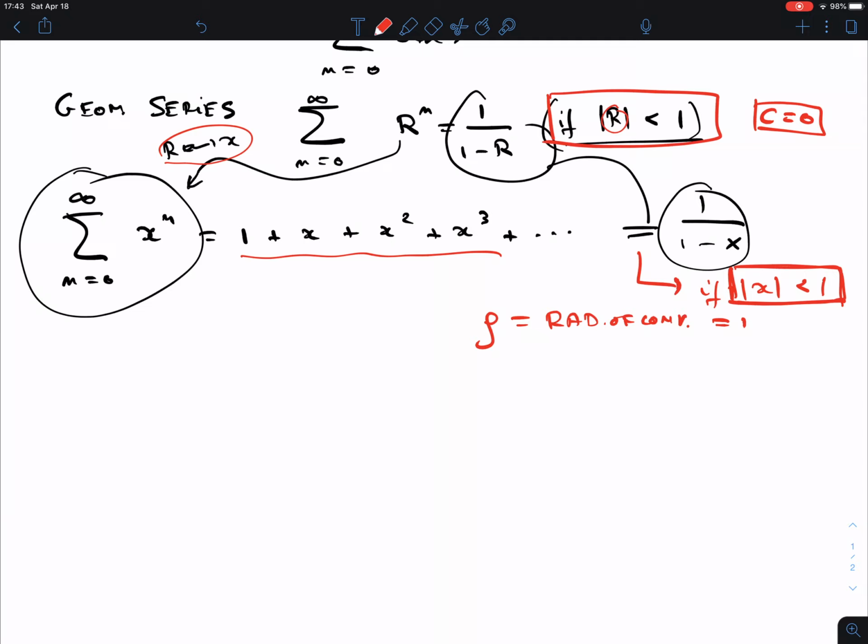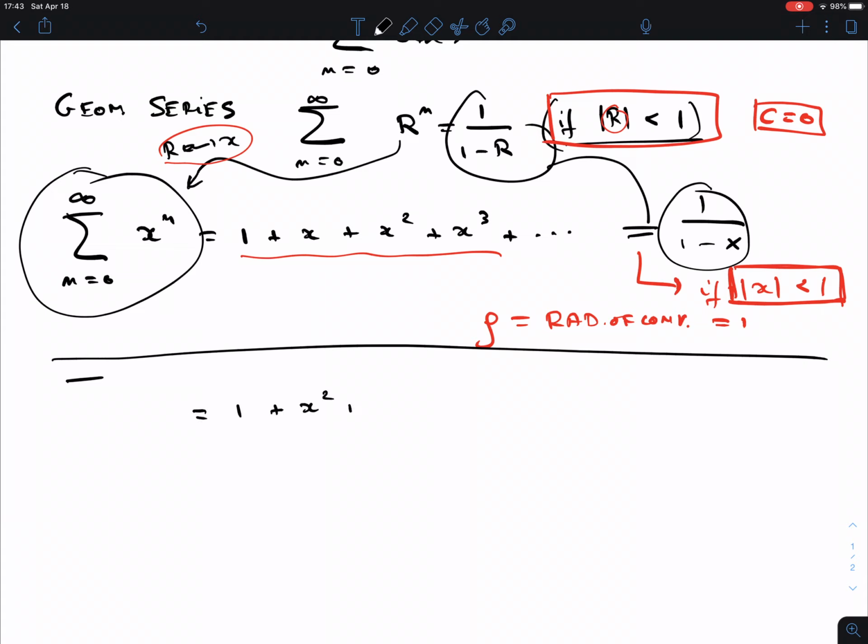Okay, but now that I figured this out, let's try, perhaps, what about this one? Instead of writing the summation sign, I'll write it out: 1 plus x squared plus x to the 4th plus x to the 6th plus x to the 8th plus... So what I'm taking here are the even powers only. Okay. So how does that work? How do I get from here to there?